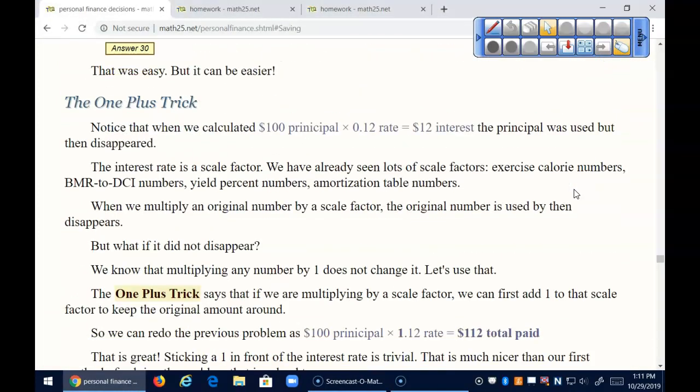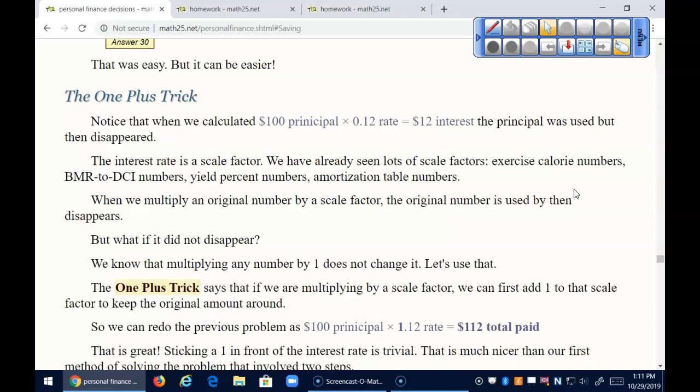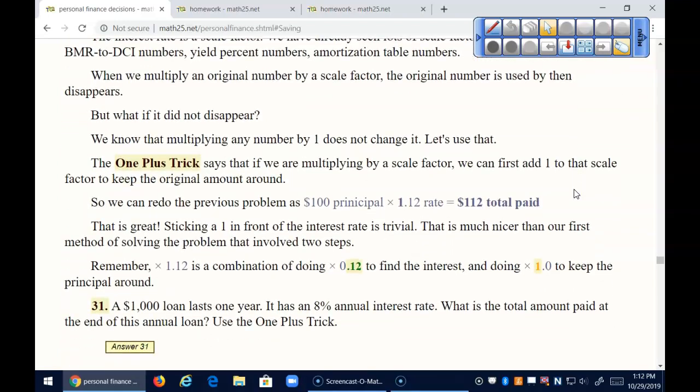Okay, it can be easier, the 1 plus trick. So when we calculated that, the principal disappeared. We had to add it back in at the end. So we mentioned this 1 plus trick before, that if you add 1 in front, make it 1.12, then this times 1 will keep the 100 around, and you would get the 112 in what I'm calling 1 step. It's really 2 steps, because I'm putting a number 1 in front of the 0.12. But it's so easy to put a 1 in front of a decimal that it seems like 1 step.